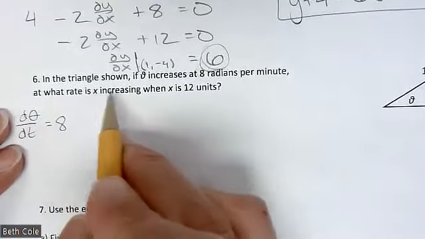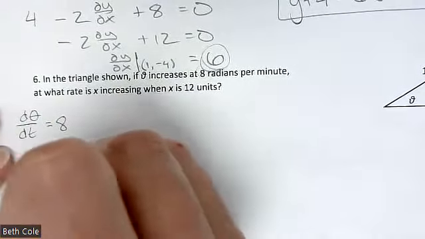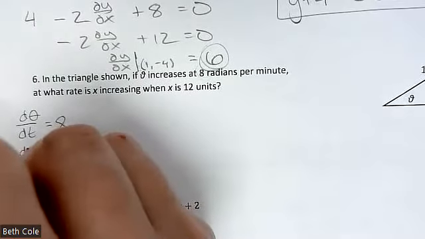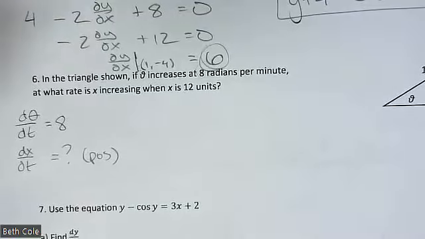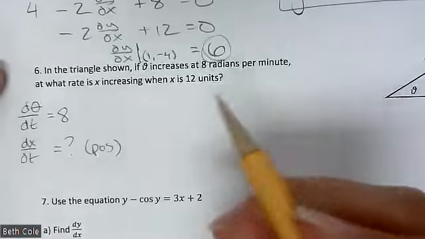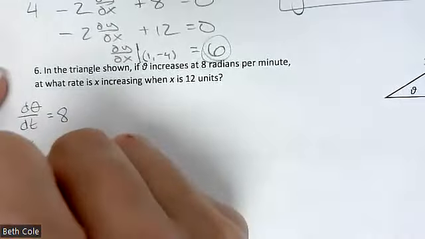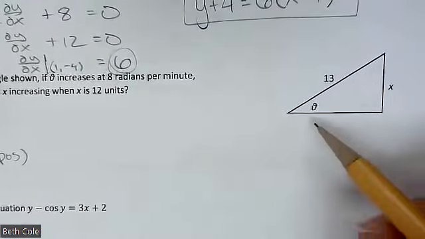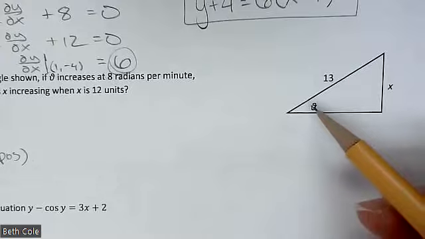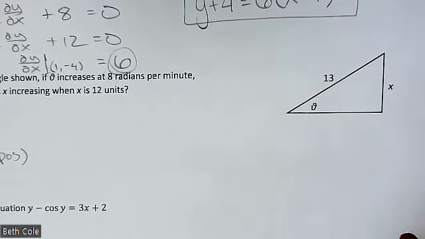All right, at what rate is x increasing? So what's our question mark? dx/dt, and it should be positive. That helps you with multiple choice because if some of the choices are positive and some are negative, you can narrow it down right off the bat. All right, when x is 12 units. So we need a relationship between the variables. It's going to have to be trig because you have an angle: sine, cosine, or tangent.